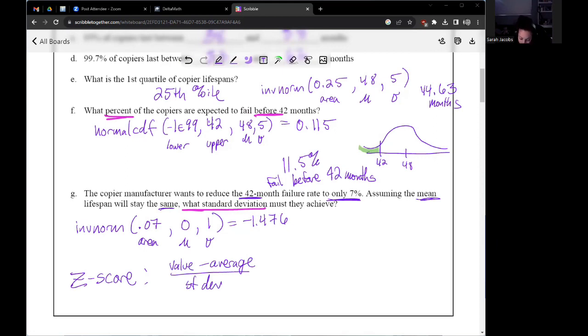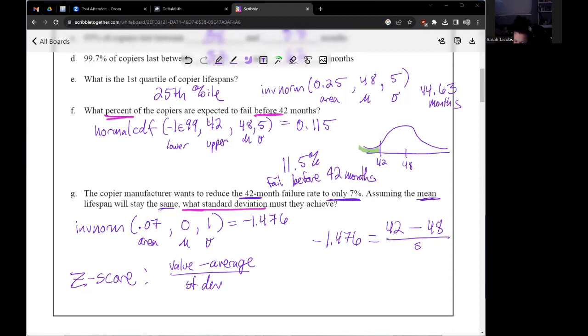Well, we have our z-score, negative 1.476. We have our value, that's 42. We have our mean. The mean is going to stay at 48. What we don't know is the standard deviation. So I'm just going to use S for that. If you want to use X, because you're used to that for a variable, that's okay. Just recognize that X means different things in stats, so be careful with that.